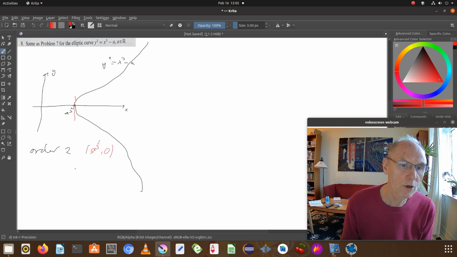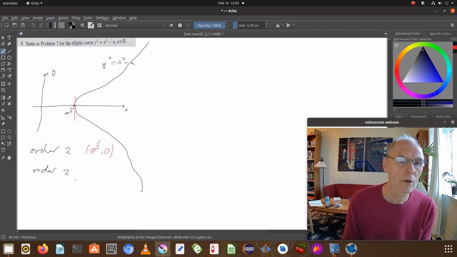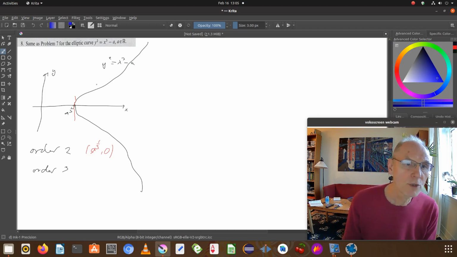The cubic root of a times 0.0. Then we have order 2. No, then we have order 3. And the same reason as before, I'm looking for the point of inflection. So there should be 2. So 1. Here should be 2.